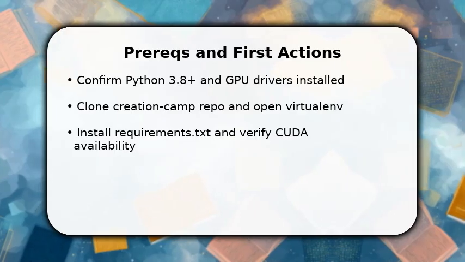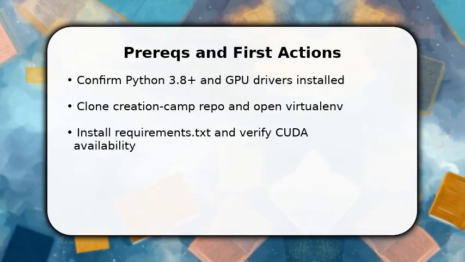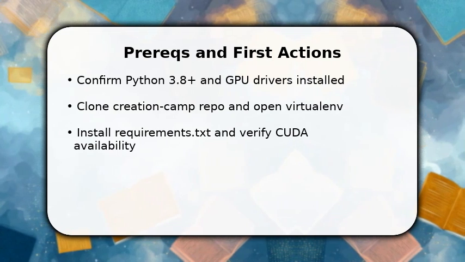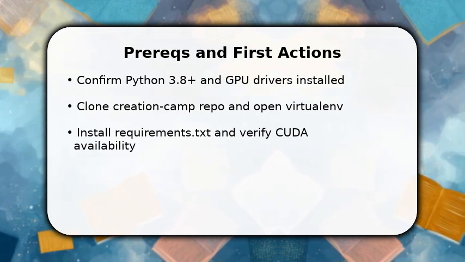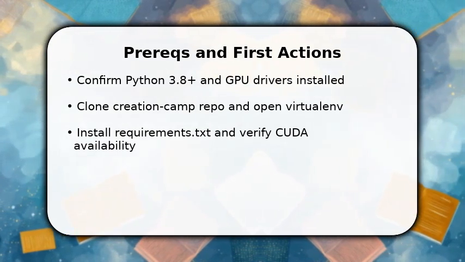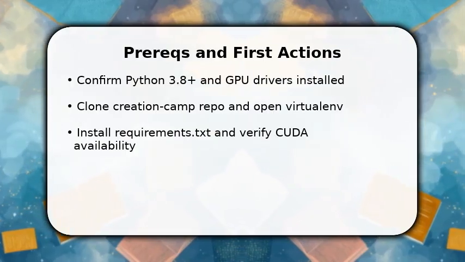Next, install requirements.txt and run the quick CUDA check to confirm GPU acceleration. Make sure to inspect example_config.yaml, changing a single parameter now prevents wasted runs later. This sequence readies your environment so you can run the first training job without delay.